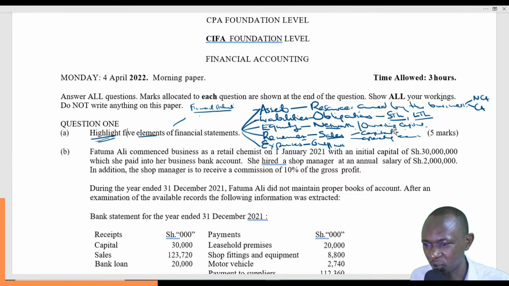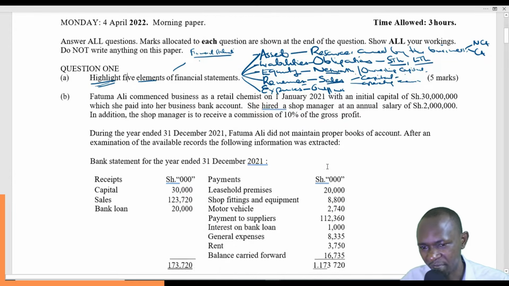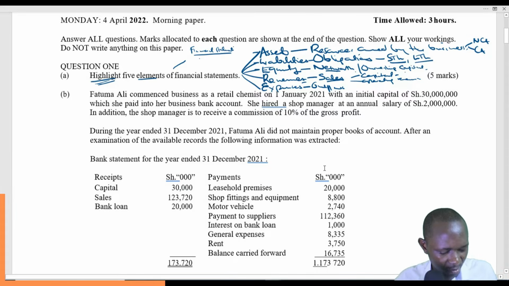The examiner was not so keen on explaining each of these. He just wanted you to highlight. So possibly just stating and a very simple definition, just a description of what it is, will give you the 5 marks. Let's look at our number 1B.